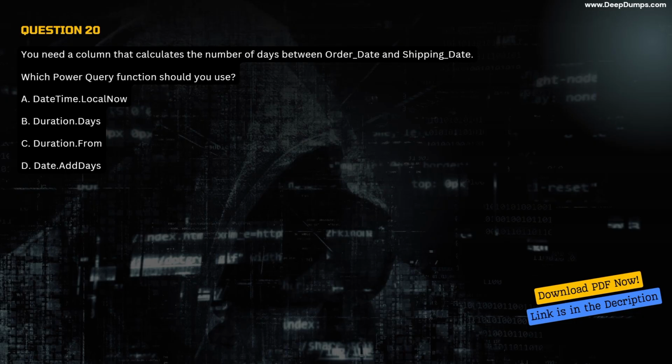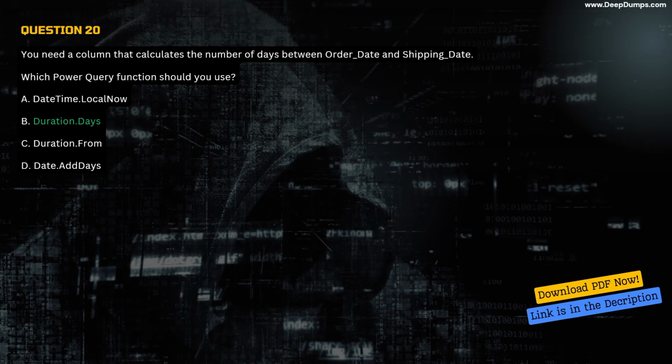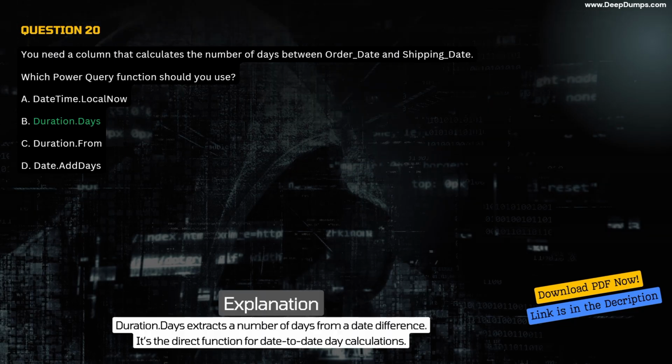Question 20. You need a column that calculates the number of days between order_date and shipping_date. Which Power Query function should you use? A. DateTime.LocalNow. B. Duration.Days. C. Duration.From. D. Date.AddDays. Correct answer B. Duration.Days. Explanation. Duration.Days extracts a number of days from a date difference. It's the direct function for date-to-date day calculations.